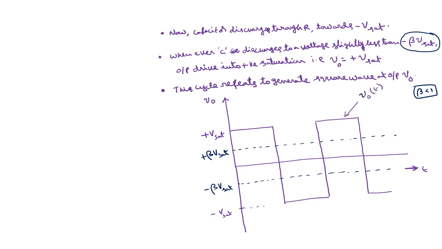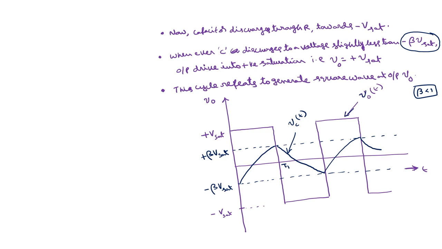The final voltage at the output of the circuit is this waveform, which is a square wave, whereas the voltage across the capacitor varies between plus beta V sat and minus beta V sat according to an exponential relation. So this is the type of variation you will get at Vc of t. Let us call this period t1.